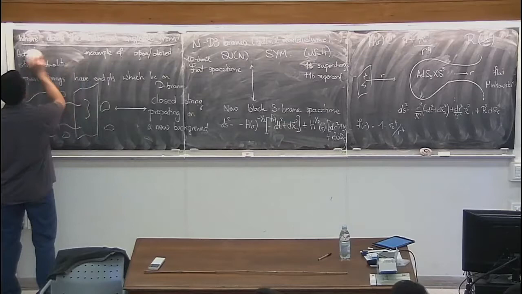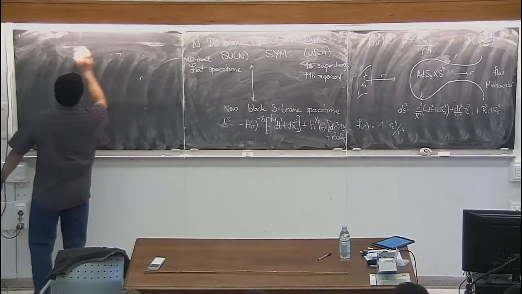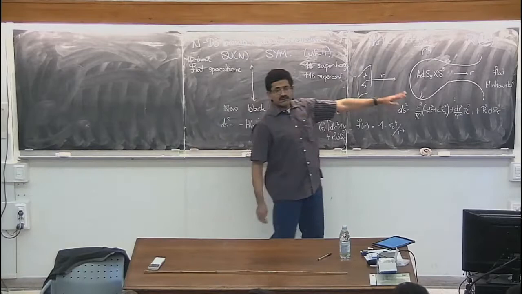Right, so this is a simple picture, but now we can do something interesting. And this was understood by Maldacena after a sequence of calculations that were done in the mid-90s by various people trying to understand how to do various scattering experiments in this geometry. And the picture is this.